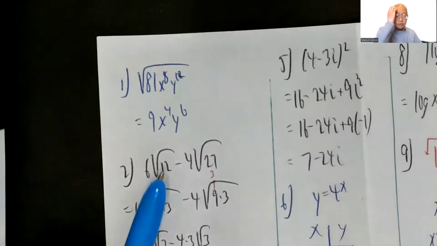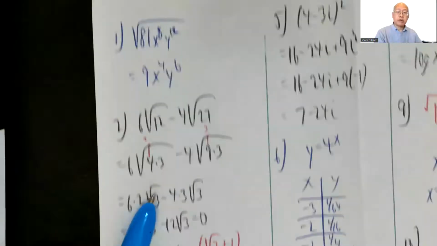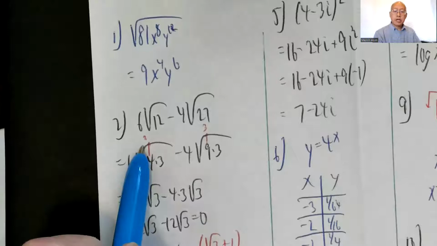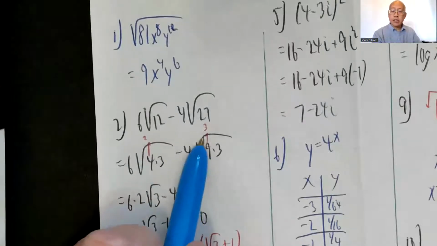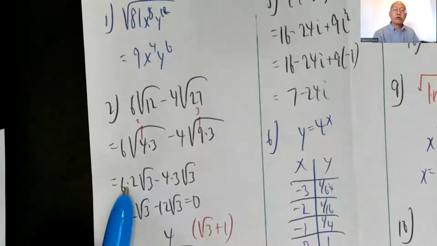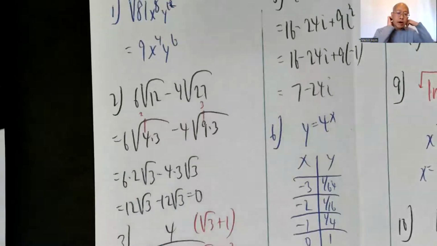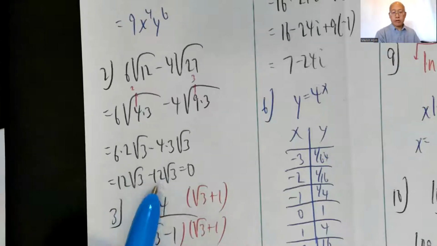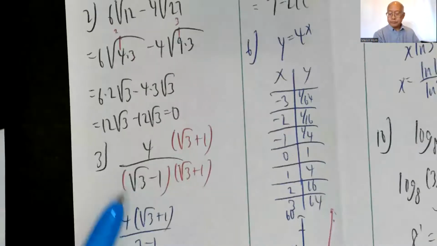Number 2, square root of 12. 12 can be written as 4 times 3. Square root of 27 can be written as 9 times 3. 4 comes outside, changes to a 2. 9 comes outside, changes to a 3. So I have 6 times 2 radical 3 minus 4 times 3 radical 3. 6 times 2 is 12. 12 radical 3 minus another 12 radical 3 is just plain 0.